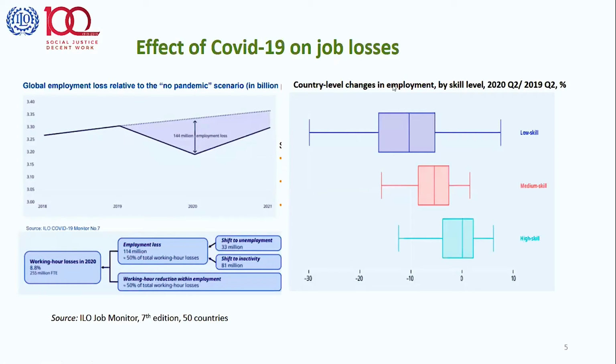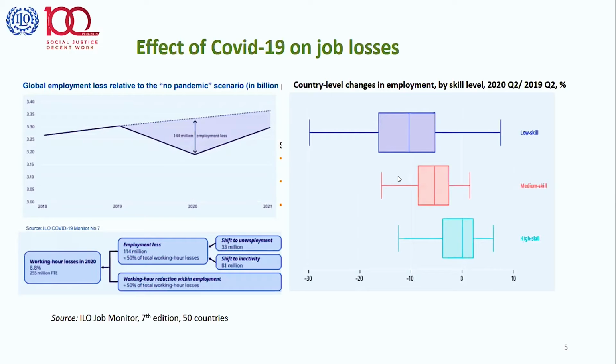Here I have some data on the impact of COVID on the job losses. And as you can see on the left-hand side of the screen, as from the beginning of 2019, the number of jobs that have been lost is very significant. Almost 144 million jobs have been lost. So the impact of the COVID pandemic on the labor market is much worse than the impact of the financial crisis of 2008, 2009.